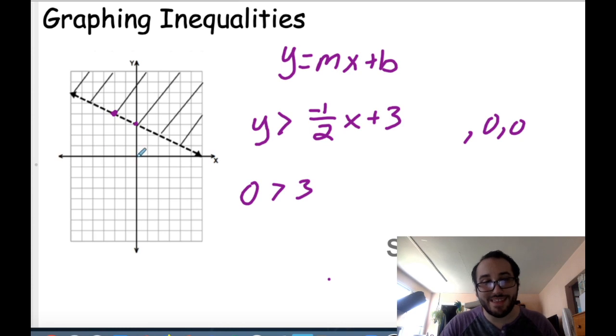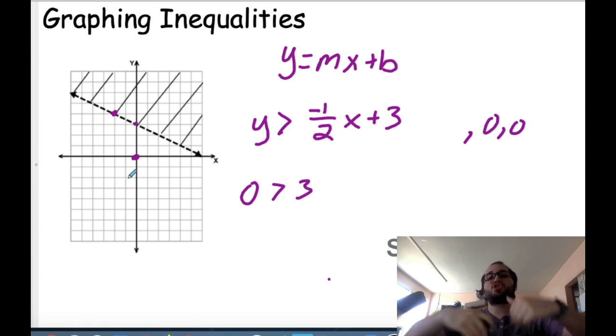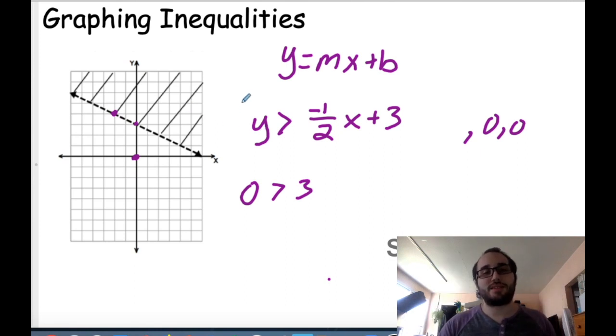Remember, we tested this point. If it worked, we would shade in that direction. But 0 is not greater than 3. So we need to shade in the opposite direction, which tells us that this is the correct equation.